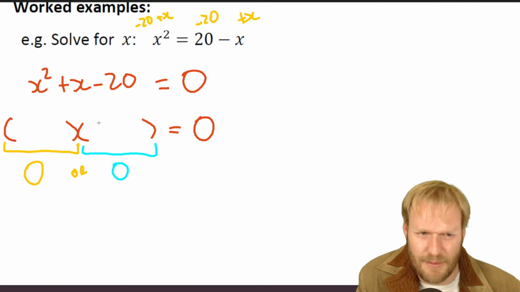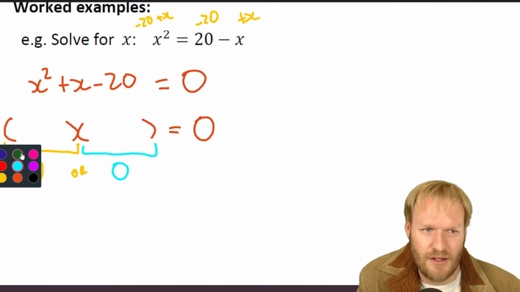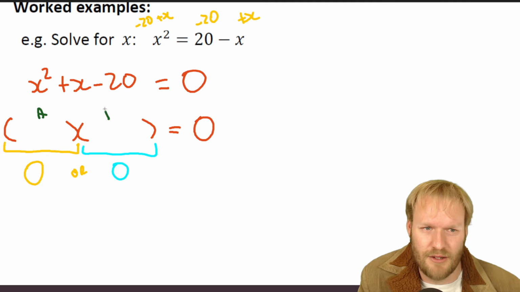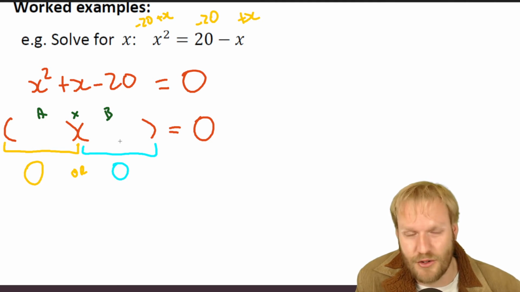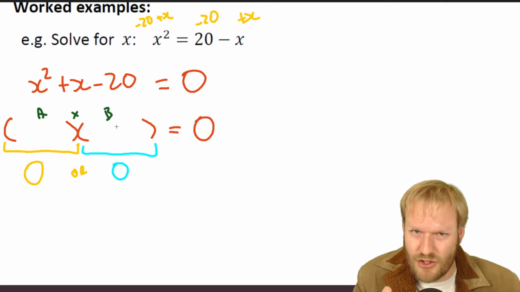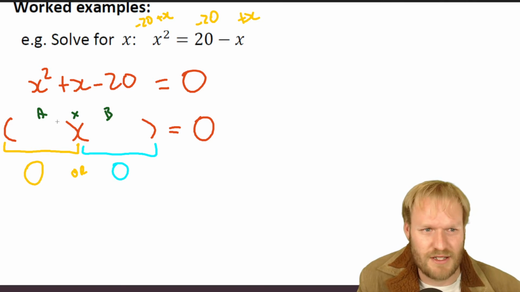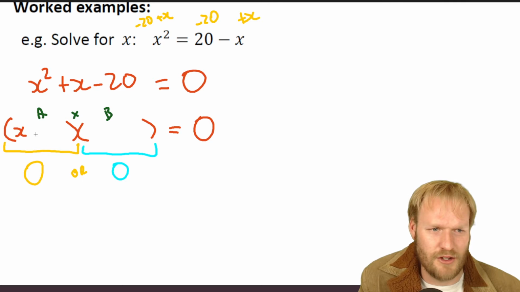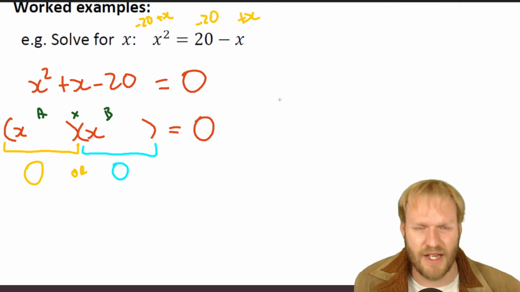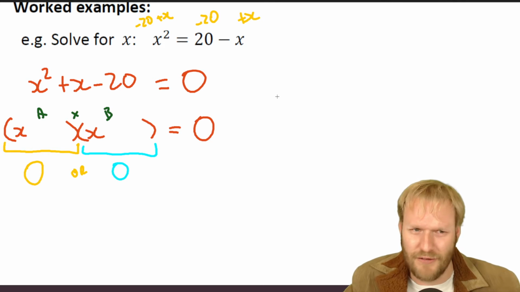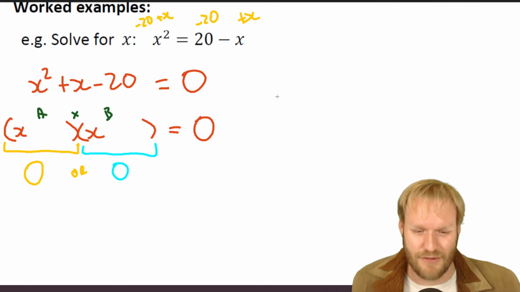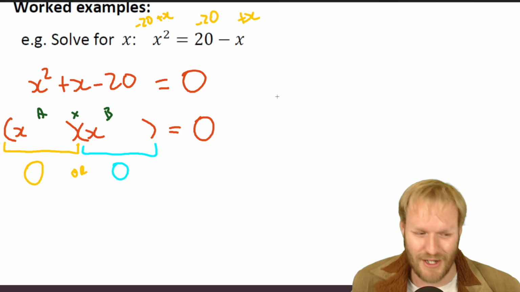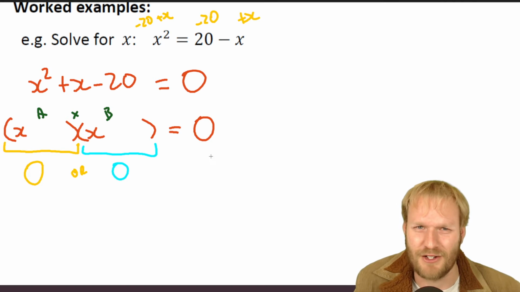Because we've got something times something. In our first example, this was like a and b, so a times b is 0. So either that first bracket is 0 or the second one. That's our strategy, and let's see how that works. Hopefully you can factorize this. I'm going to put the x and the x. Please tell me you can factorize that. If you can't, then go back to your notes and practice factorizing, and then write down how you are so confident and happy to factorize that.